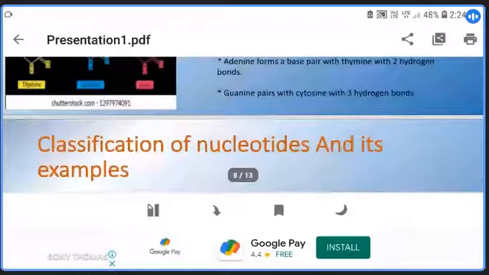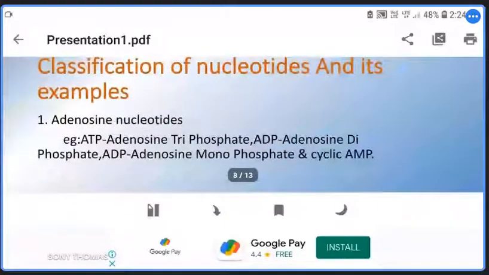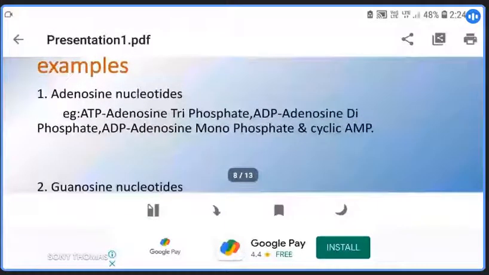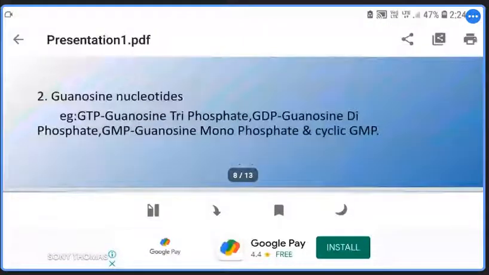Classifications of nucleotides and their examples: adenosine nucleotide, examples adenosine triphosphate, adenosine diphosphate, adenosine monophosphate, and cyclic adenosine monophosphate. Guanosine nucleotide: guanosine triphosphate, diphosphate, monophosphate, and cyclic guanosine monophosphate.